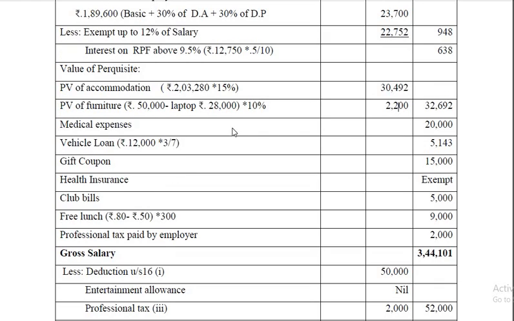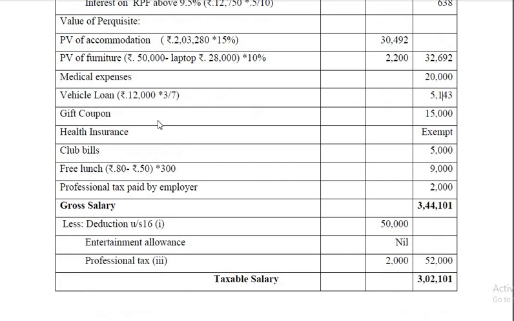Medical expenses, whatever amount is reimbursed, that is taxable. Earlier it was exempt up to 15,000. In that case 5,000 would have been taxable, but here entire amount is taxable. Vehicle loan concession is at the rate of 3%, 10 minus 7. 7 is equal to 12,000. What is 3? So that we have calculated 5,153. Gift coupons value is more than 5,000, so entire amount is taxable.